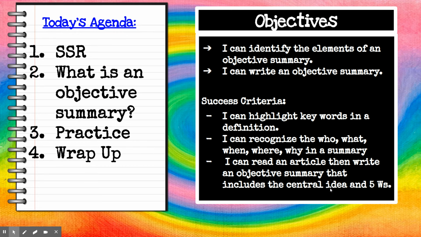So today what we're going to be talking about is objective summaries. We're going to do a little practice and then I have a wrap-up question for you. But your objective for today is I can identify the elements of an objective summary. I can write an objective summary. And how we're going to do that is by highlighting keywords, recognizing the who, what, when, where, why in a summary or an article, actually. And I can read an article, then write my own objective summary that includes the central idea and the 5 W's.